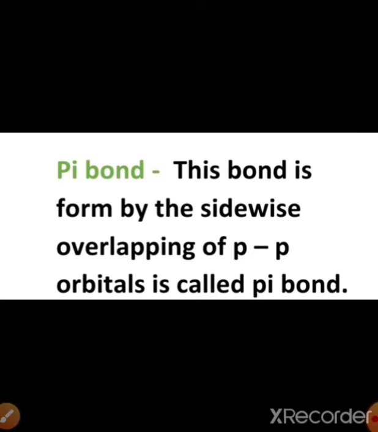Now pi bond: this bond is formed by the sidewise overlapping of P and P orbitals and is called a pi bond.